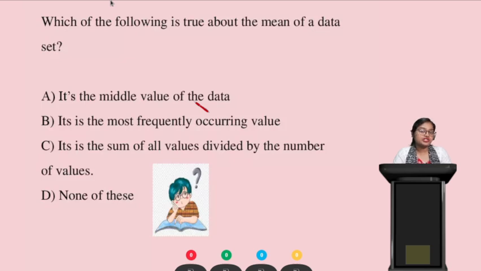Then what about option B? It is the most frequently occurring value. What does it mean? It is the mode, right? Yes. Then what about option C here? It is the sum of all values divided by the number of values. This is the definition of the mean, right? Yes. For this reason, option C is the correct answer.